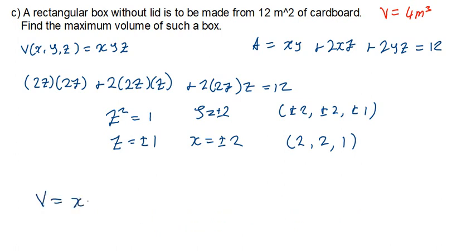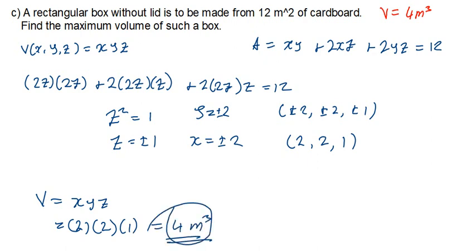It's your x comma y comma z, that's your volume. So your x is 2, your y is 2, your z is 1, giving us 4 cubic meters as a volume, which is the same value that we calculated when using the second partial test. Okay, so that's how you go about that question.